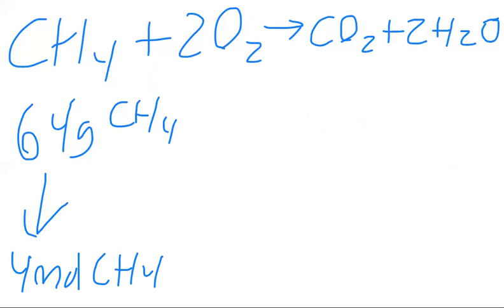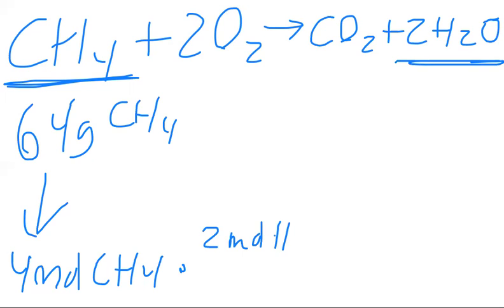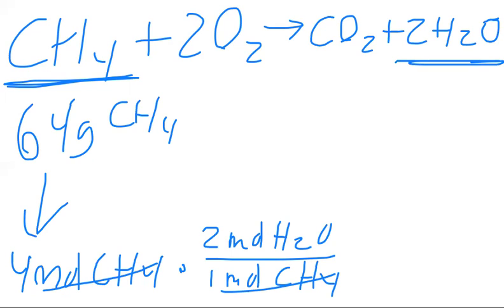And then after we've got moles of CH4, we can convert to moles of H2O. So we see that there's 1 mole of CH4 per 2 moles of H2O. So we multiply. We say 4 moles of CH4 times 2 moles H2O per 1 mole CH4. And then we can neatly cancel. And then we can wind up with 8 moles of H2O. Okay. And so that's what we wind up with, 8 moles of H2O.